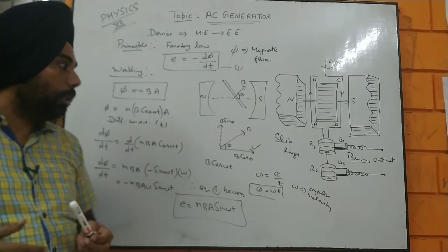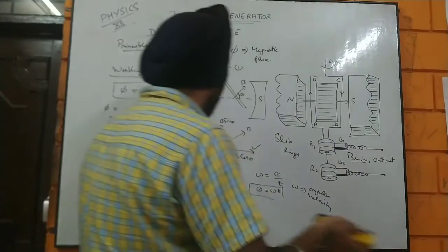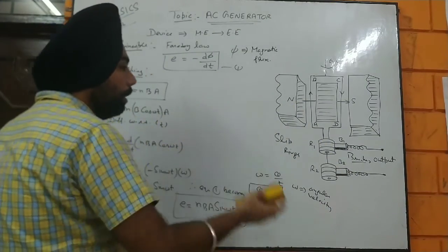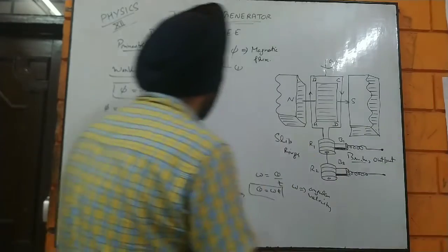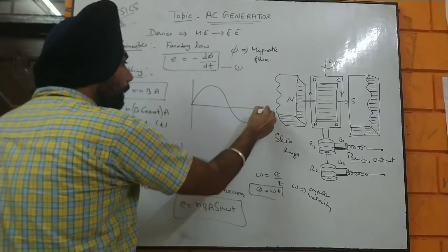Now what is a sinusoidal wave? You can simply make that diagram as well, and we can also go through the graph of the sinusoidal wave, which is going to be a very simple thing. Now what is the graph of a sinusoidal wave? It is just like that.